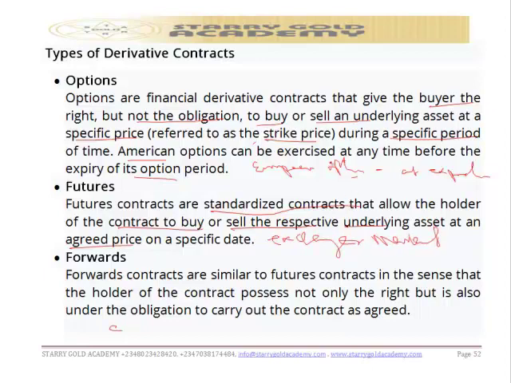So that's that. The next one we have is forward contract. So we are talking about forward contract. Forward contracts are similar to futures contracts in the sense that the holder of the contract possesses not only the right but also the obligation to carry out the contract as agreed. However, forward contracts are over the counter. They are what? Over the counter contracts.